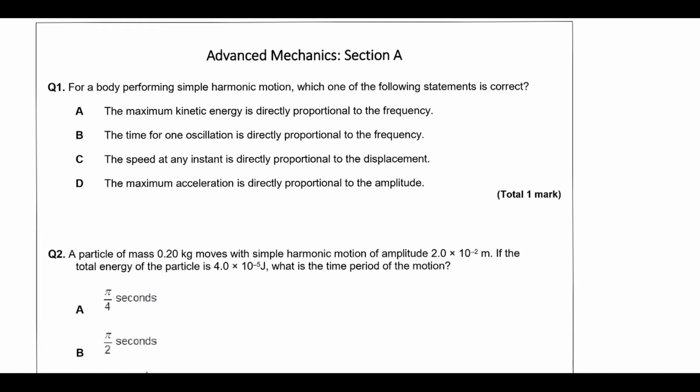Alright, so in this video I'm going to review Section 8 in the recent assessment on the Advanced Mechanics section of Year 13. So let's get cracking straight away.